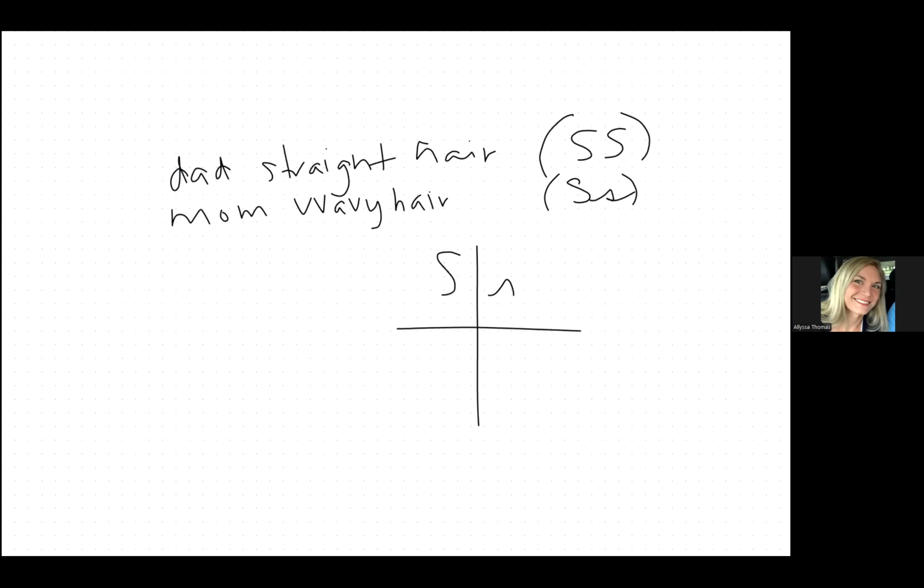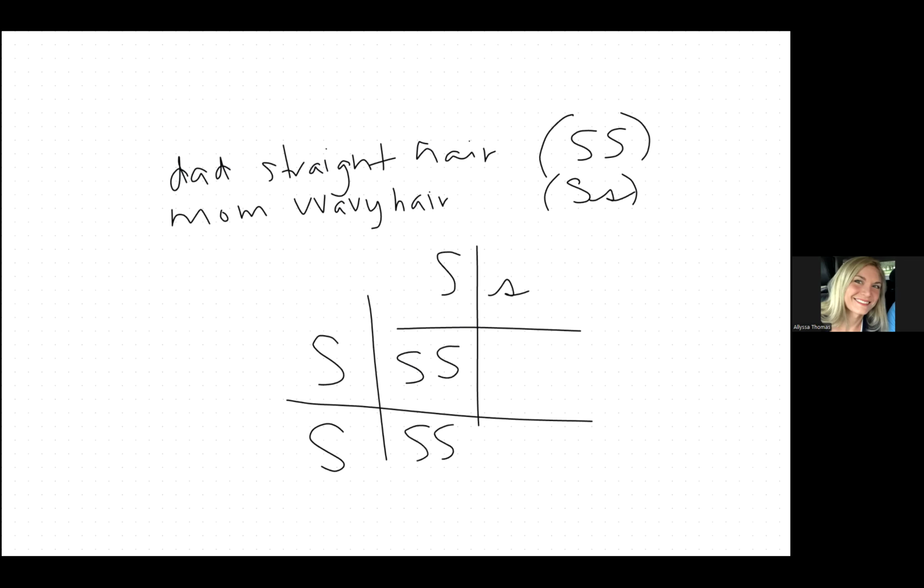I'm going to put dad on the side. This one is big S, big S. That's a kid that's going to have straight hair. Big S, big S, that's another kid that's going to have straight hair. Big S, little s, that's a chance for wavy hair. Big S, little s, that's another chance for wavy hair. So when we look at this Punnett square, there's a 50-50 shot of having a kid that's homozygous dominant, aka they're going to have straight hair.